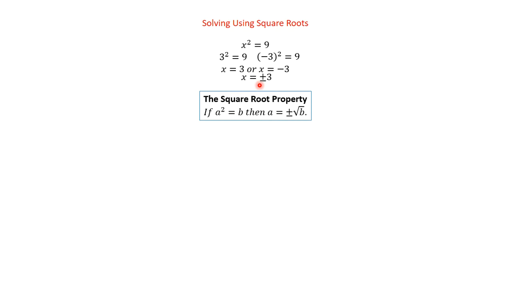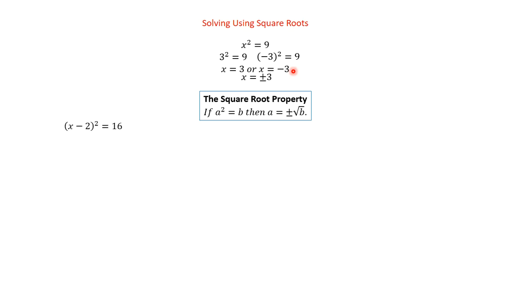This is illuminated by the square root property, which says if a squared equals b, then a equals plus or minus the square root of b. Now, the square root of 9 is still 3. It is not plus or minus 3. The only time we get plus or minus is when we have x squared equals a number and we square root both sides.